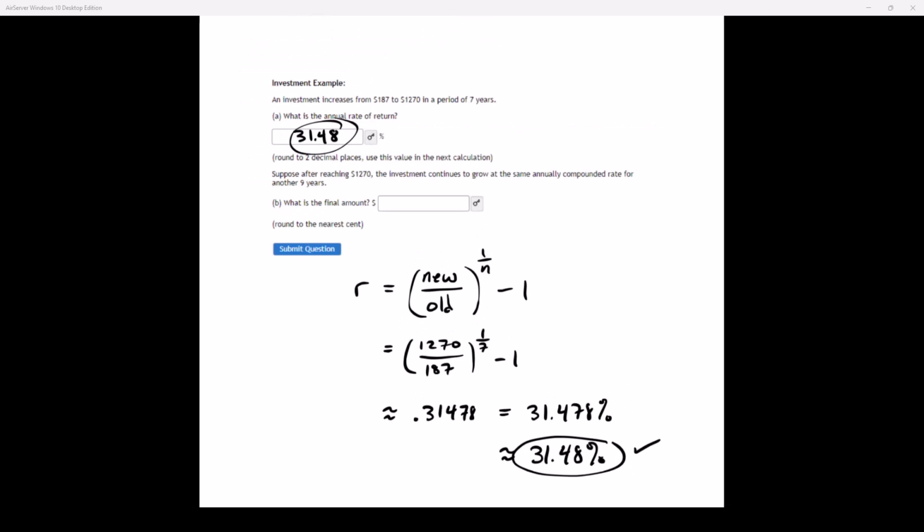Now, continuing, it says, suppose that after it reaches that 1270 amount, the investment continues to grow at the same annually compounded rate, 31.48% every year. This is really incredibly high growth, particularly for that long a period of time. So I would expect the final amount to be really big, growing roughly 31% every year for 9 years. What would it be? So now to answer this, what's the final amount after 9 years of 31.48% growth?